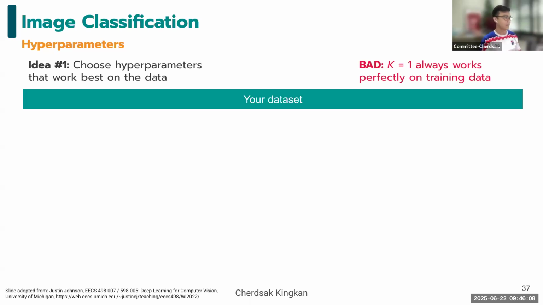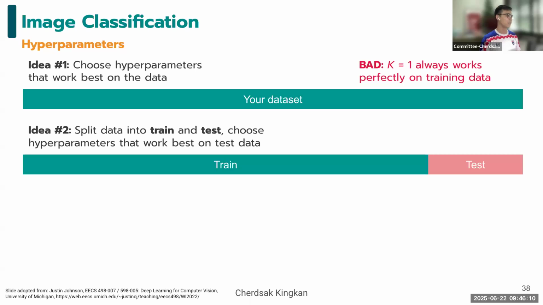All right. And the second idea would be to split the data set into training and testing, and then you choose your hyperparameters based on your test data. So that's another idea that we can do: splitting probably 70-30 or 80-20% as the training and testing sample, and then train your models on your data set, but choosing your hyperparameters based on the performance of the models on the test set.